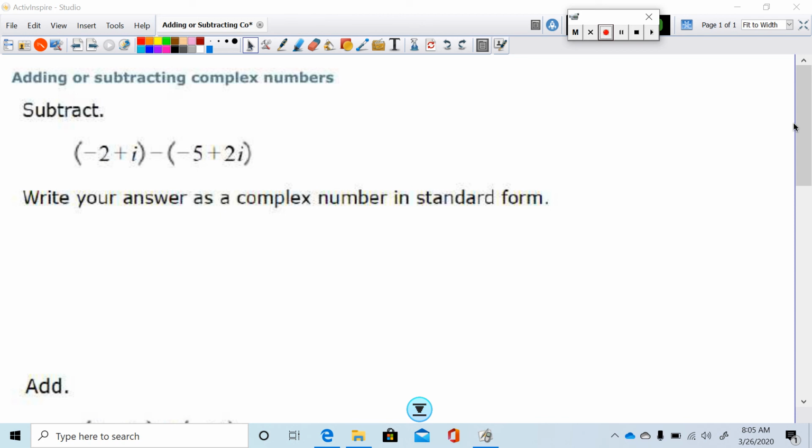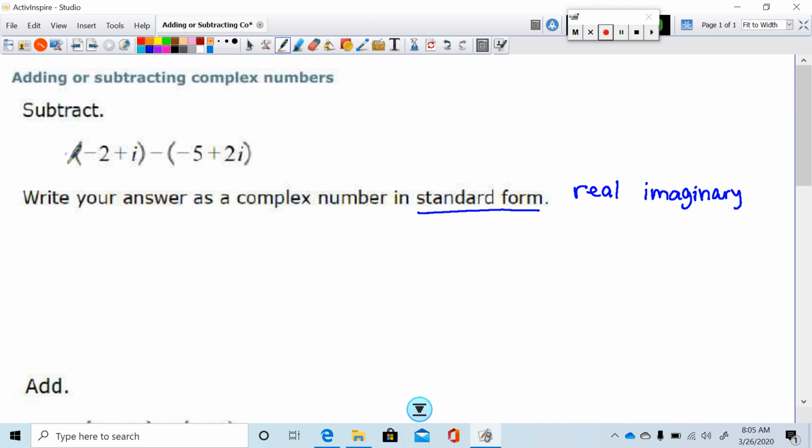A complex number has an imaginary component, which is the letter i, is how they symbolize that. If we're going to add or subtract complex numbers, we want to write our answer as a complex number in standard form. Standard form has the real number first, followed by the imaginary number. Sorry, standard form. So what you want to do is, here's the rule.